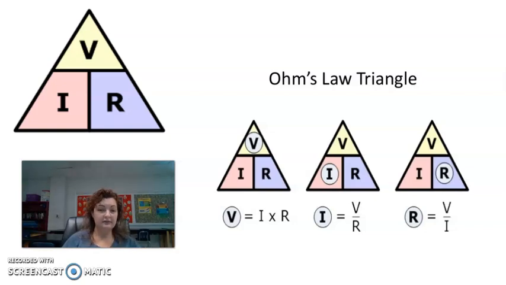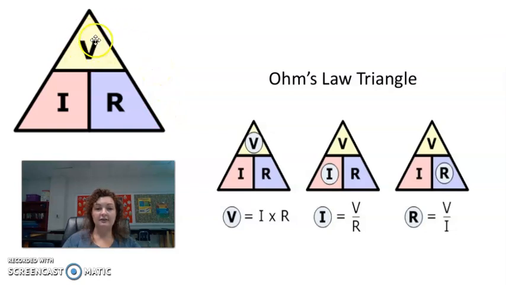And this triangle, you guys, is something we're going to be using all year long. The sooner you learn how to use this triangle, the easier your math is going to be, I promise. So when you're setting up your triangle, you always want to write what it equals on top. So in this case, our equation is V equals IR.